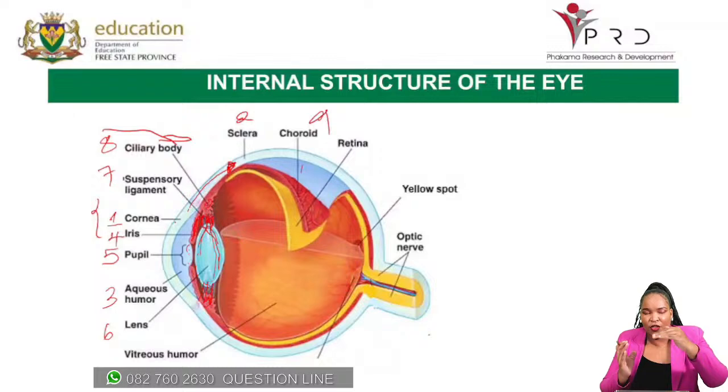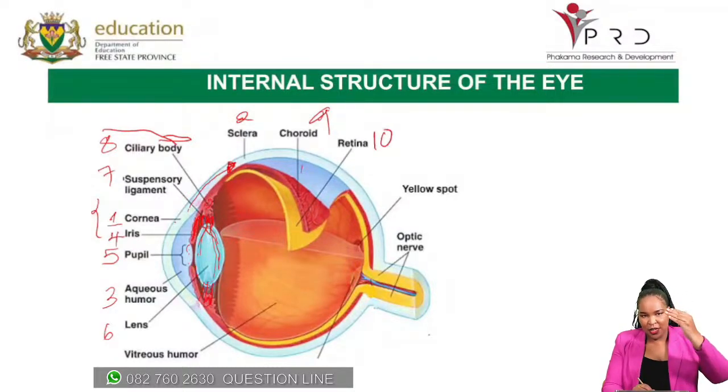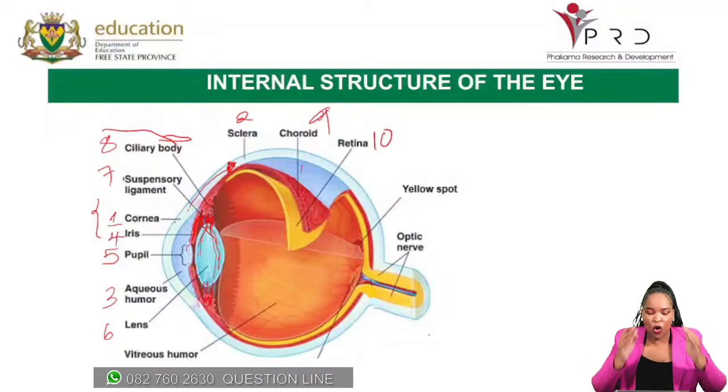It is the choroid. It's filled with blood vessels. So that one is the choroid. That will be your number 9. And then underneath the choroid is your retina. So the retina will be coming just underneath your choroid.